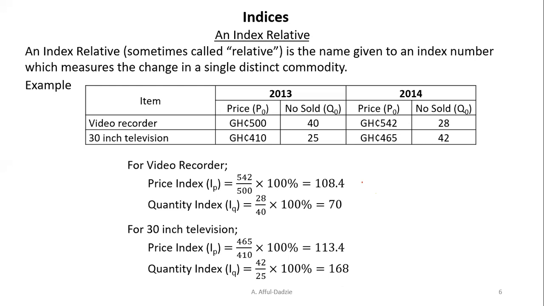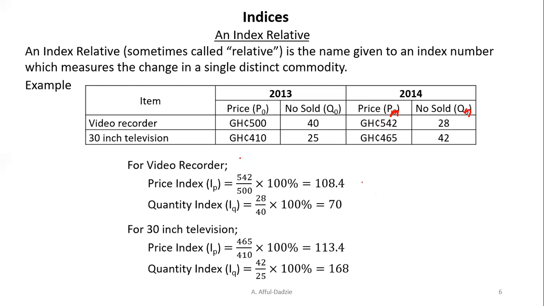Okay, so let's take an example where we have a video recorder and a television set. This is the price. Let's assume 2013 is the base period, the fixed base period, and 2014 becomes the new period. So the price at 2014 becomes PN, and the quantity also becomes QN. Given this expression, we can find the price index and the quantity index relative to one of the products.